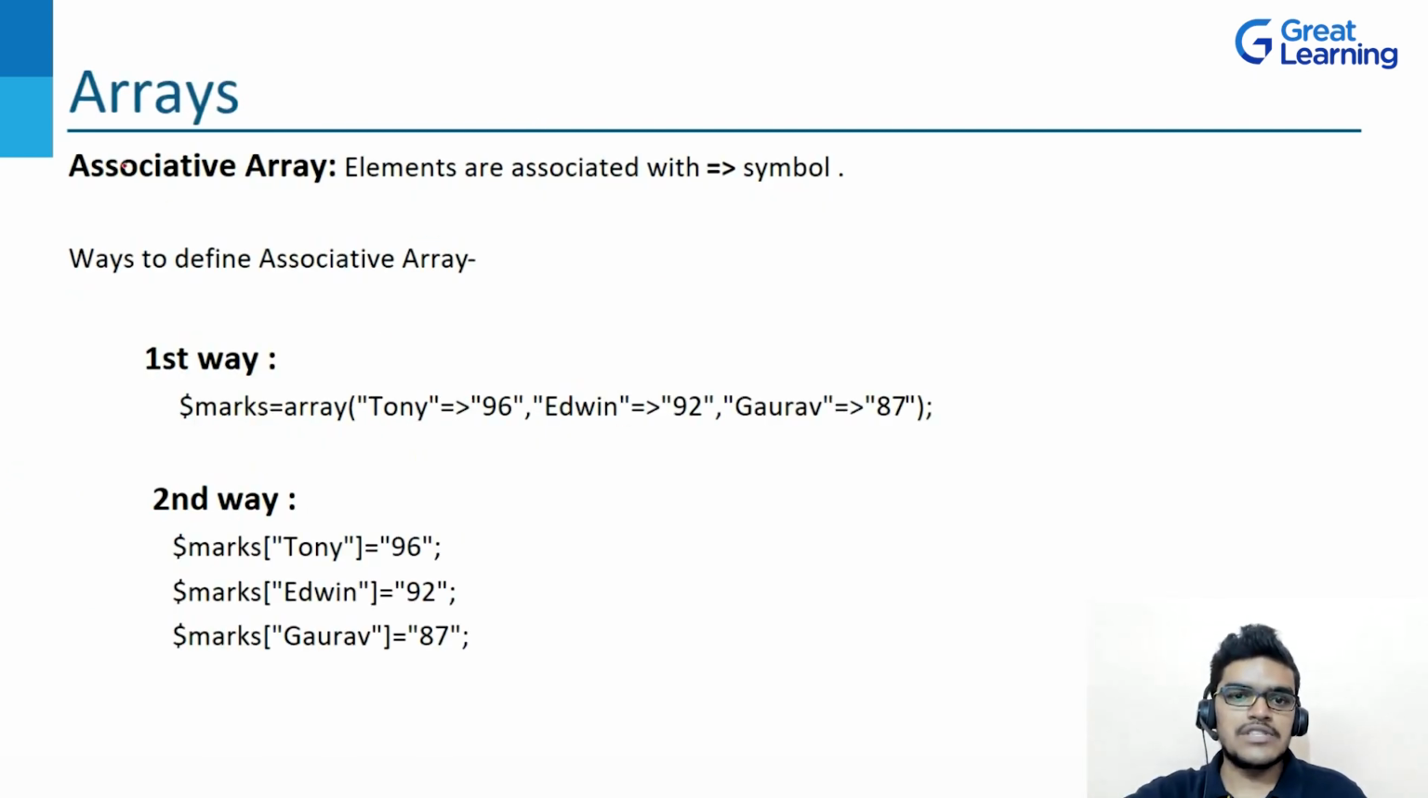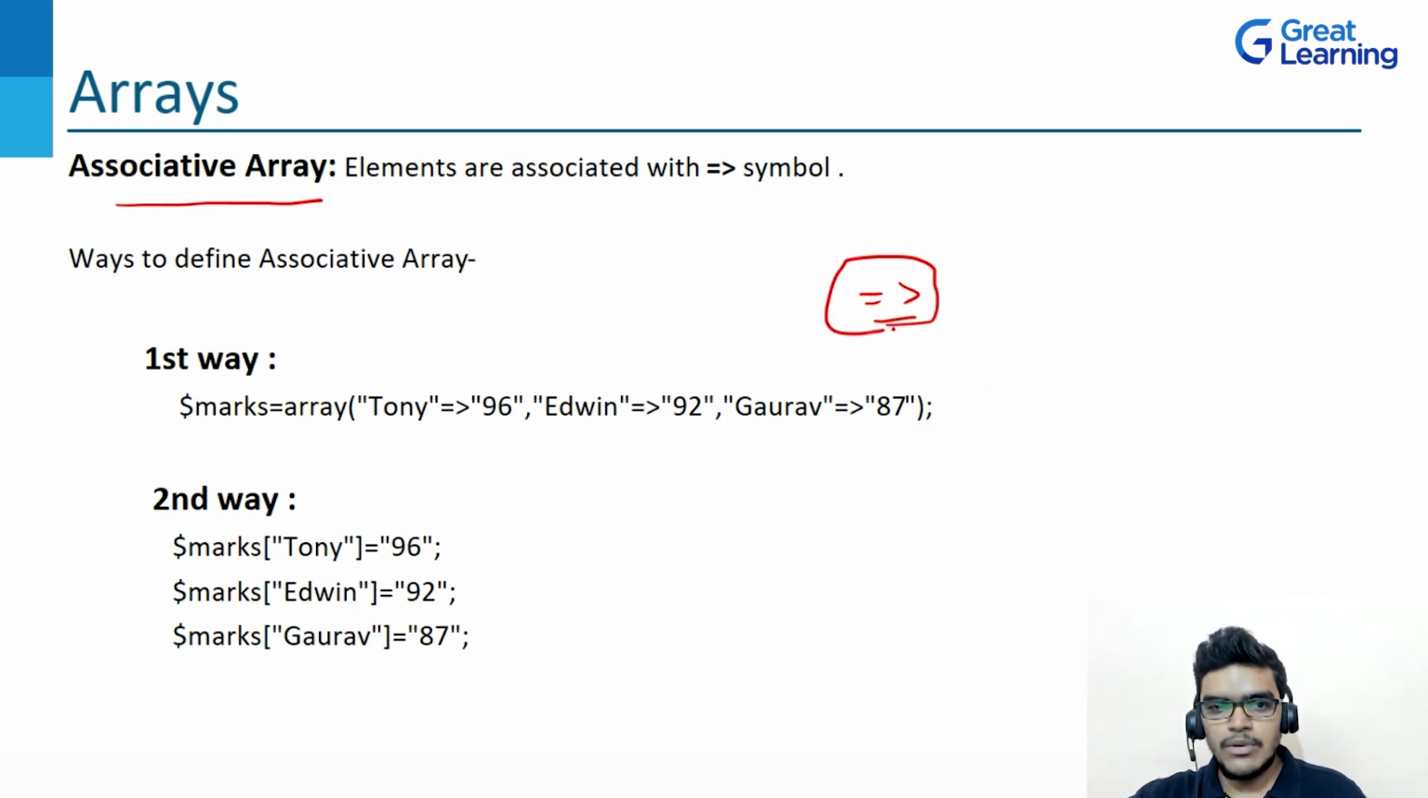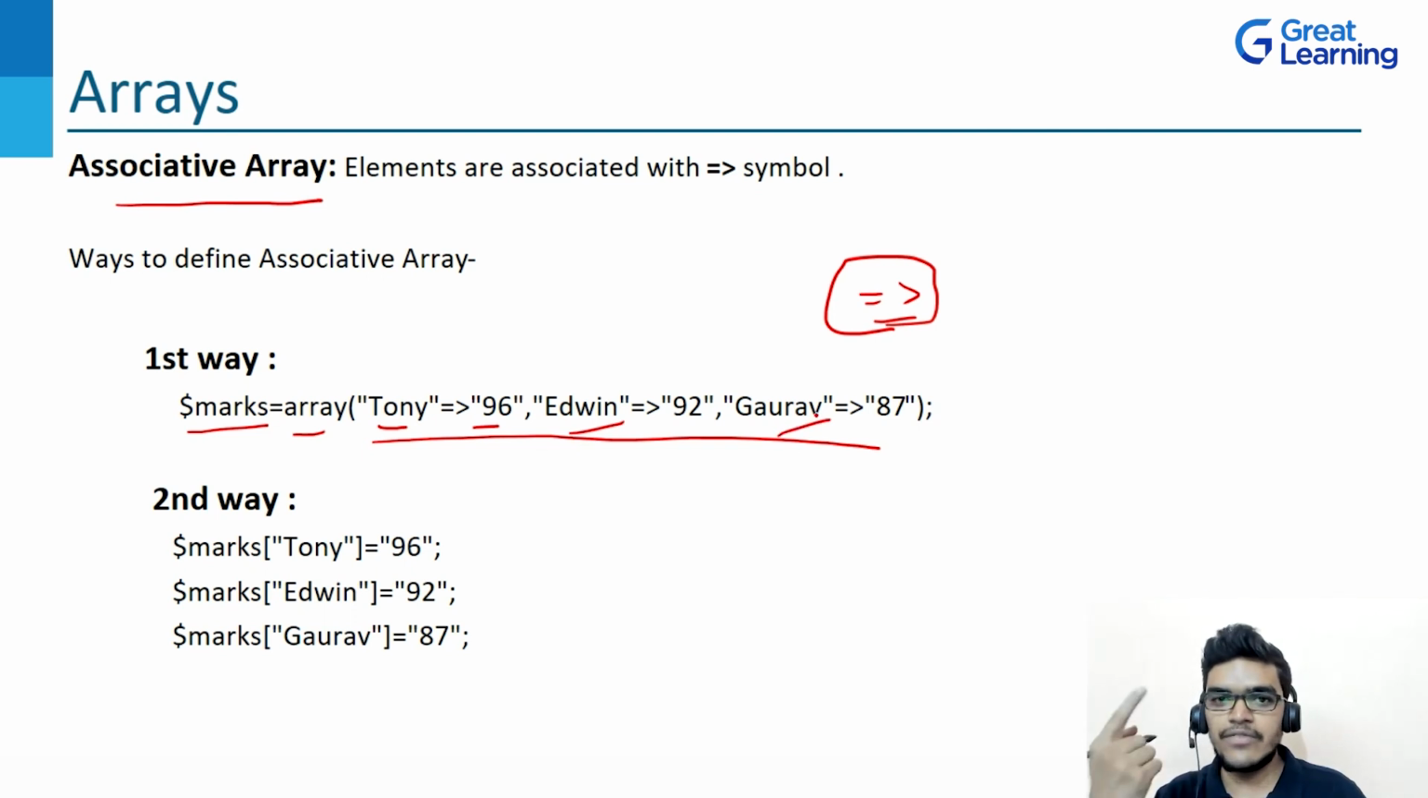So yeah, coming to the associative array, elements are associated with the => symbol. Associative arrays are used to store key and value pairs, right? Here you can see that we have 2 ways to define an array. The first way is I will create a variable and then write the array function, and inside this function I will write the key and its value. So Tony is the key here, 96 is the value, similarly admin and Gaurav. So this is the first way.